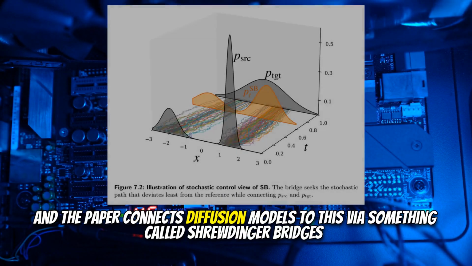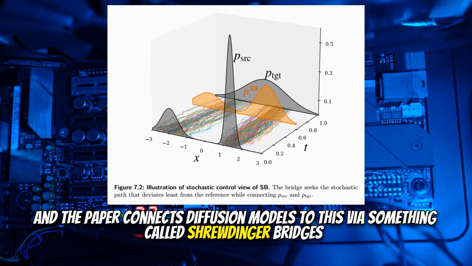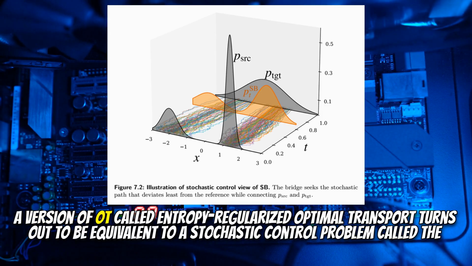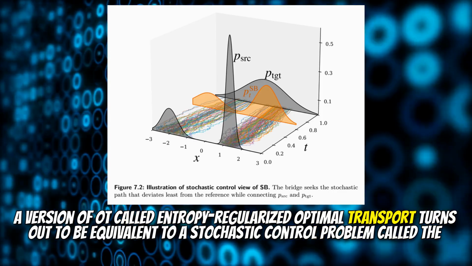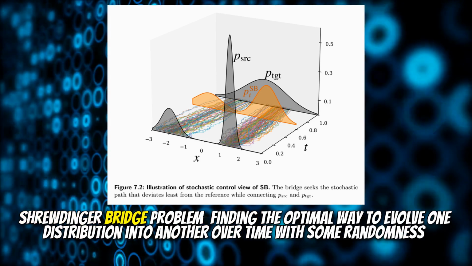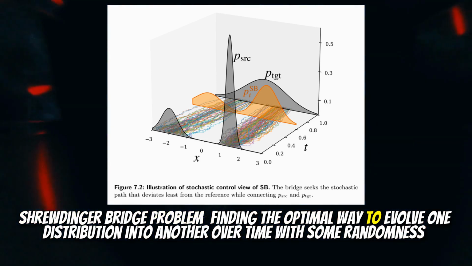And the paper connects diffusion models to this via something called Schrödinger bridges. That's right. There's a deep mathematical link. A version of OT called entropy-regularized optimal transport turns out to be equivalent to a stochastic control problem called the Schrödinger bridge problem, finding the optimal way to evolve one distribution into another over time, with some randomness.